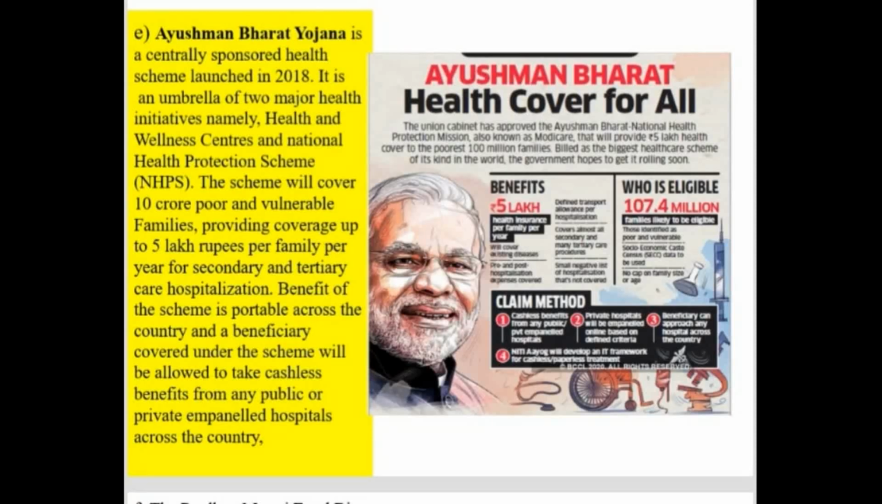Another important step taken by the Government of India was dealing with the healthcare system. Health is also a very important parameter to measure the happiness of the people. So, to take care of the health of the people, the Government of India started a program by the name Ayushman Bharat Yojana. Here Yojana means a plan. This is a central government sponsored scheme. That means the central government will bear all the expenses of this plan, and it was launched in 2018.